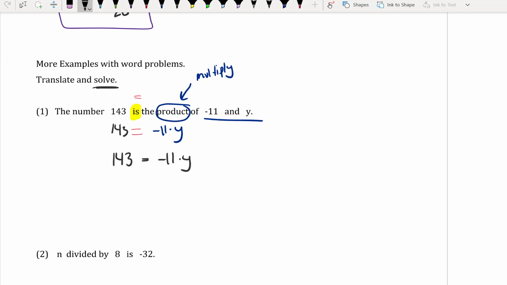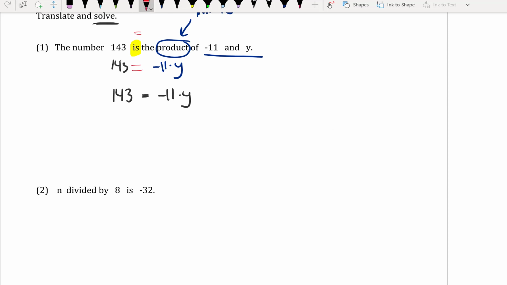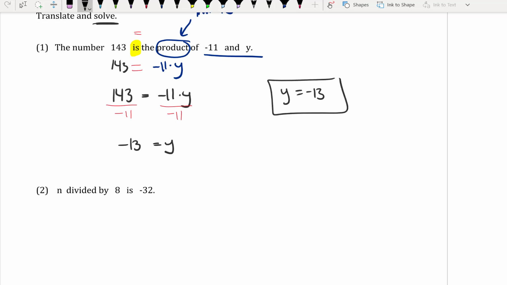And since you want to solve, then you divide by that coefficient, which is negative 11. So 143 divided by negative 11 is going to give you a negative 13. So a negative 13 is equal to y. And that is going to be your final answer.